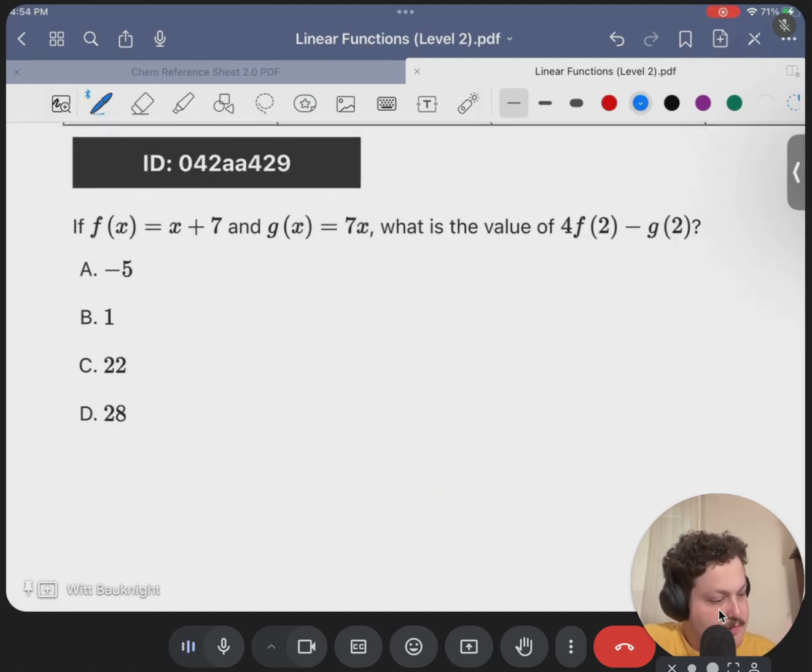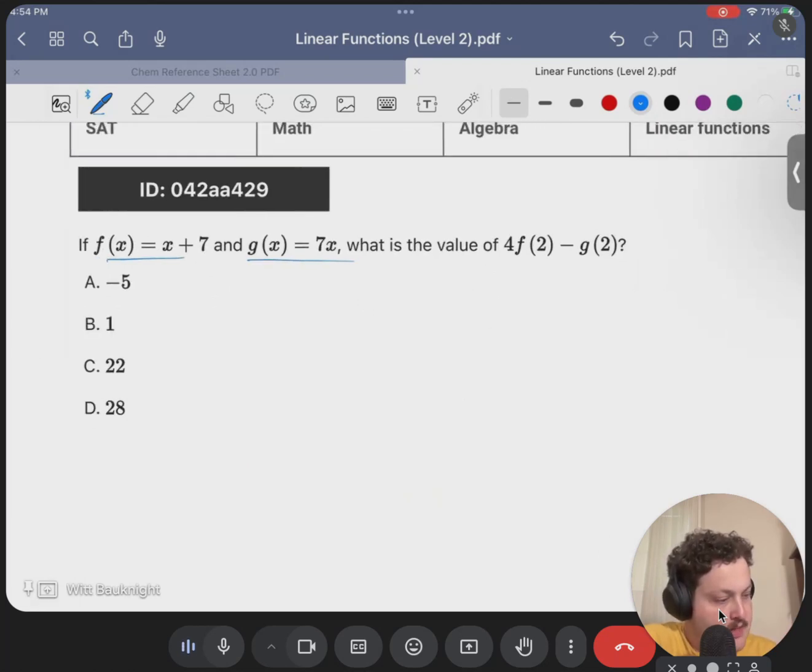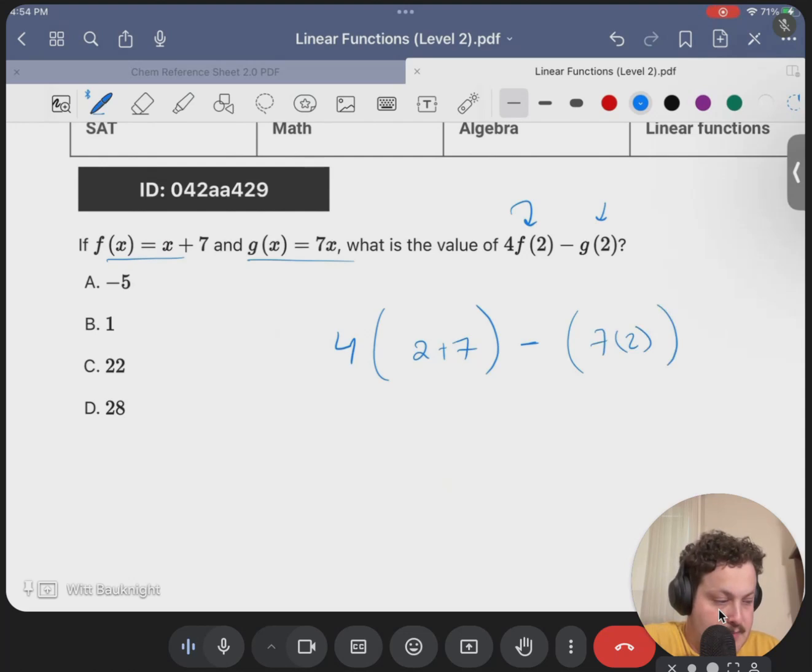Here's a function, linear. Here's a function, linear. What's the value of 4 times f of 2 minus g of 2? So 4 times f of 2, which is 2 plus 7, minus g of 2, which is 7 times 2. Putting this all in my calculator in one step. 4 times parenthesis 2 plus 7, close parenthesis, minus 7 times 2. I get 22.